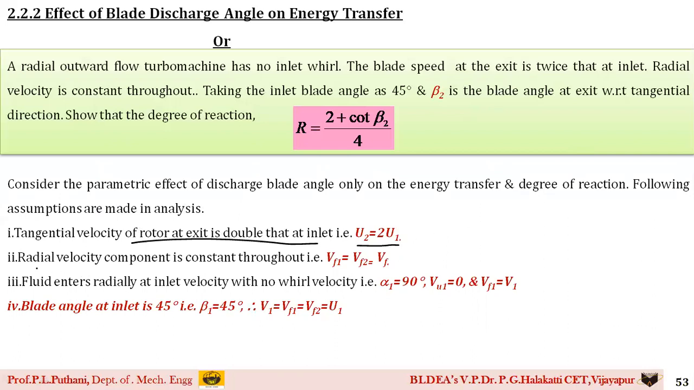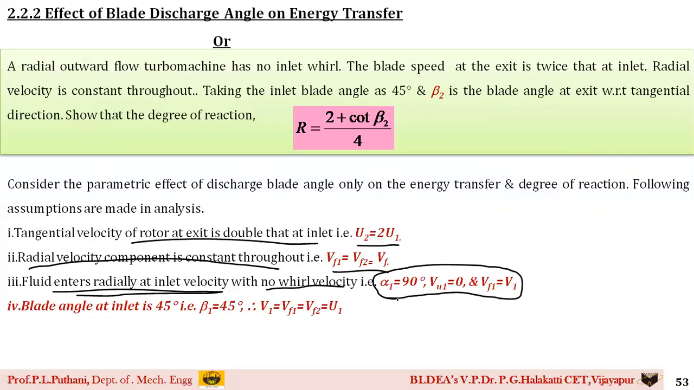Then the second assumption, the radial velocity is constant throughout, which means Vf1 is equal to Vf2 is equal to Vf. The third thing is the fluid enters radially. Yes, very important. Radially means there is no whirl velocity, which means Vu1 equal to 0. These are the conditions for the fluid entering radially: alpha 1 becomes 90 degrees, Vu1 equal to 0, and also Vf1 is equal to V1, which is also equal to the constant radial velocity, that is Vf.